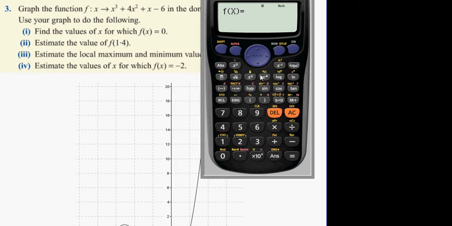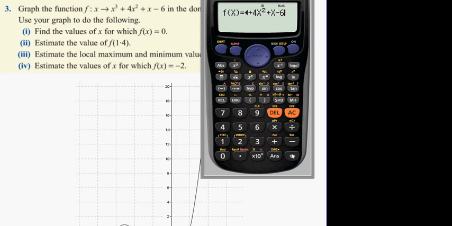So it says graph the function of this here. What you need to do is go to modes, table function, setup. What you do here, guys, is you go to modes, you go to table function, and you enter in your formula. So in this case, it's x cubed plus 4x squared plus x, and then minus 6.